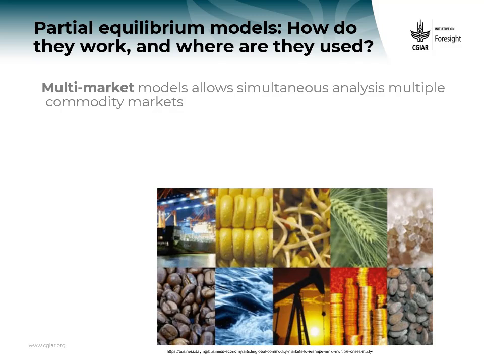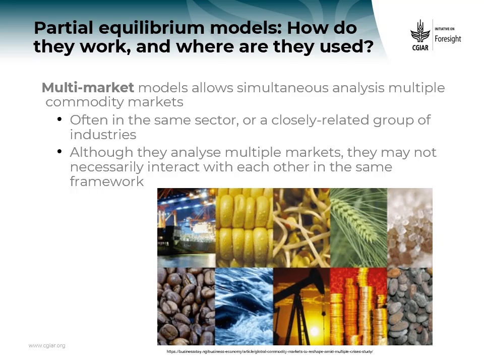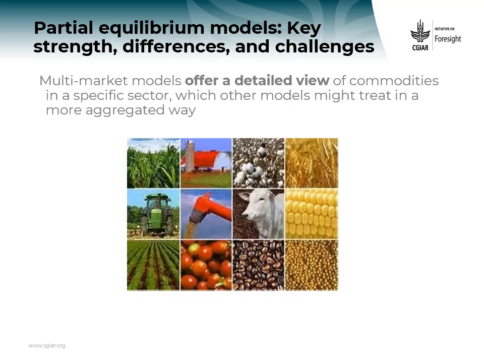Multi-market partial models, which look at a collection of different commodity markets, but not necessarily an exhaustive set representing the whole economy, allow simultaneous analysis of the functioning of multiple commodity markets, often within the same sector, or a closely related group of industries. Although they analyze multiple markets, they may not necessarily interact with each other in the same framework. Multi-market models offer a detailed view of commodities in a specific sector, which other models might treat in a more aggregated way. We can avoid making assumptions about a larger sector which has distinctly different segments.